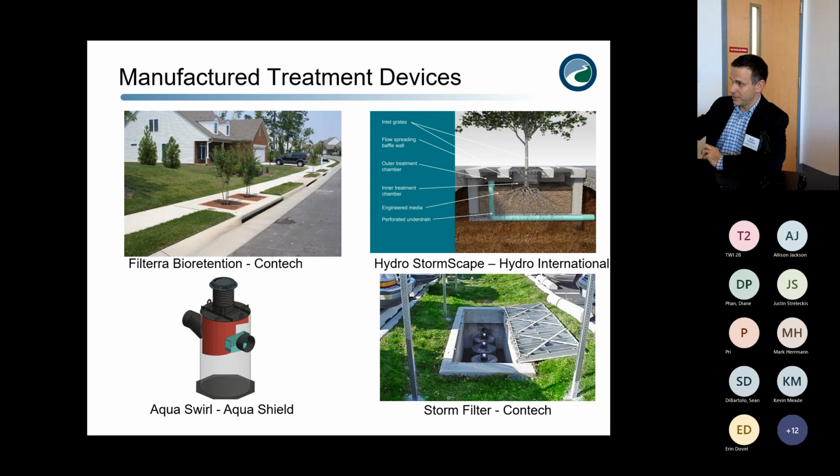All of them have 80% except for the hydrodynamic separator, which is 50%. That's typically what they're like. If it's a hydrodynamic separator type system, it would be a 50% treatment efficiency. Anything that's filtration or green infrastructure would be 80% typically.